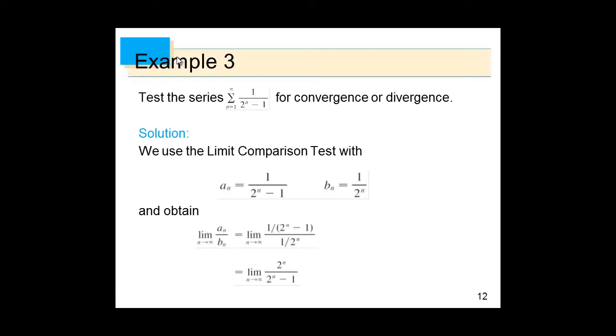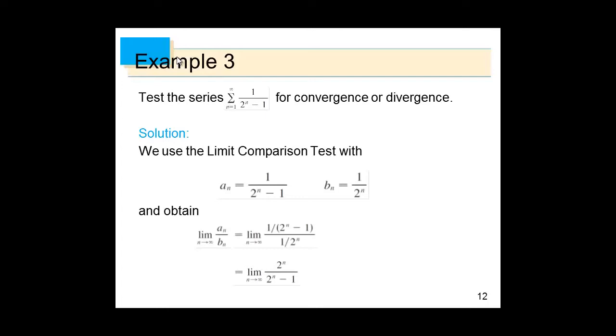Well, if you take the ratio, 1 over 2 to the n minus 1 divided by 1 over 2 to the n, and then you simplify that, you're going to get 2 to the n divided by 2 to the n minus 1, right? Do you guys agree with that? Because when you have 1 over 2 to the n minus 1, you have to multiply by the reciprocal of this. So 2 to the n divided by 2 to the n minus 1.